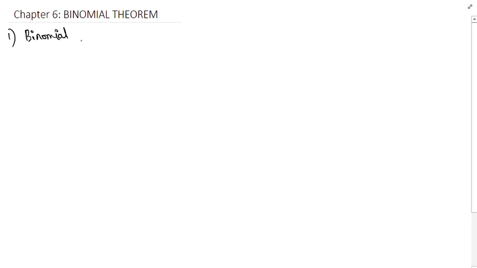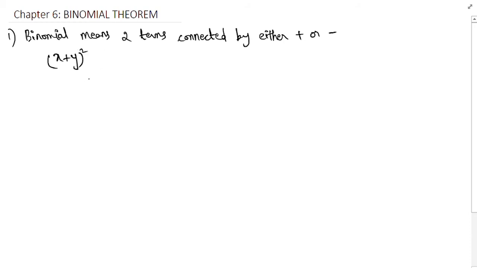So what is binomial? Binomial means two terms connected by either plus or minus sign. Like we have come across many expansions, right? Like x plus y whole square, x plus y whole cube. In all of these we have x and y connected with each other, right?